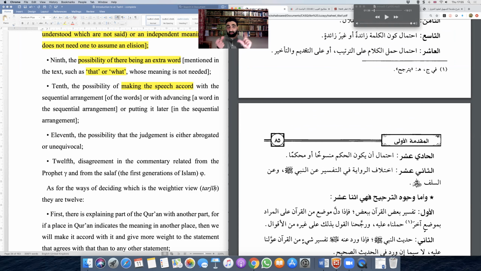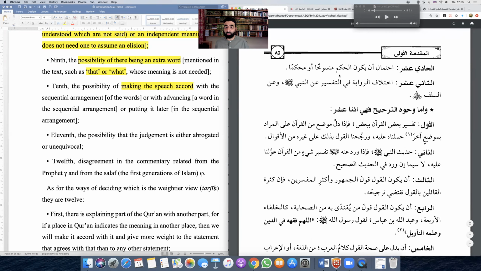Taqdeem wa ta'khir, these go hand in hand, right? So if I do taqdeem of something, I've done ta'khir of the other thing. So taqdeem wa ta'khir is actually one expression, which I call switcheroo, or you can call it something else. But taqdeem wa ta'khir should not be treated as if it was two different things. Like they've said, أو على التقديم أو على التأخير, right?